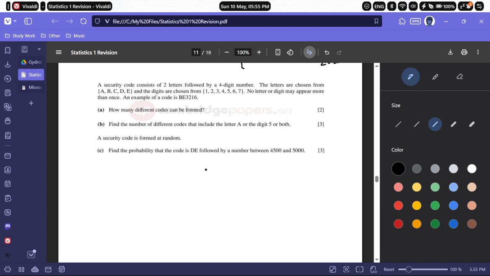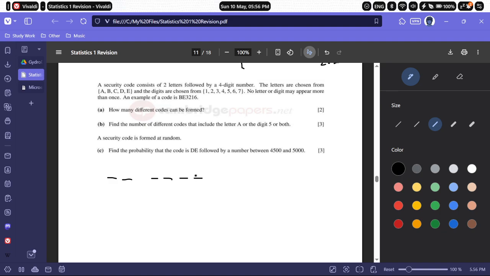Okay, moving on to this. This is a really good question as well. I think I got it from one of the mods. Anyway, so a security code consists of two letters followed by a four-digit number. So you can have two letters in the first two blanks, and then just make some space, and then four.